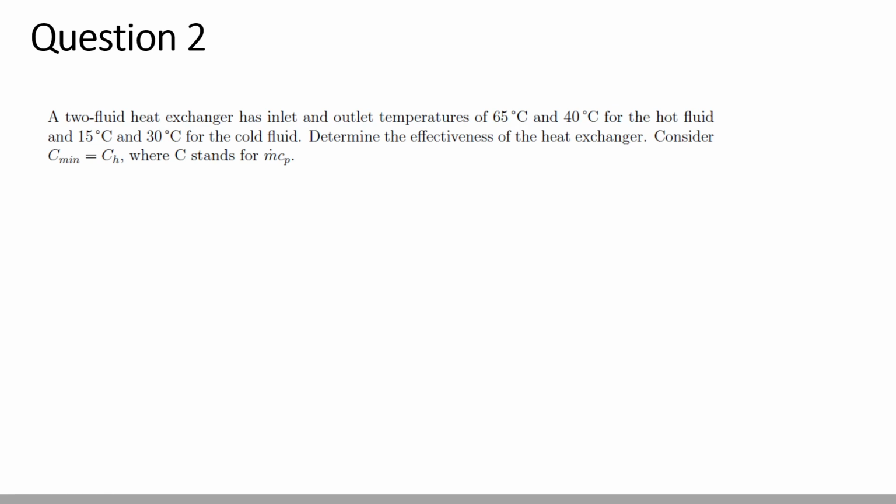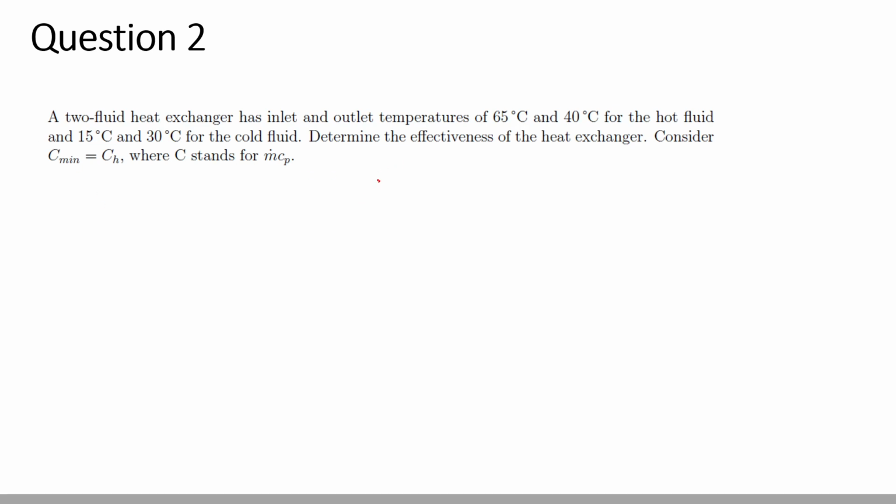So over here, we have been given a two fluid heat exchanger. So that is, two fluid heat exchanger has inlet and outlet temperatures of 65 degrees Celsius and 40 degrees Celsius for the hot fluid, and 15 degrees Celsius and 30 degrees Celsius for the cold fluid. Determine the effectiveness of the heat exchanger. Consider C minimum is equal to CH, where C stands for m dot Cp. So in this question, we have to find the effectiveness of the heat exchanger.